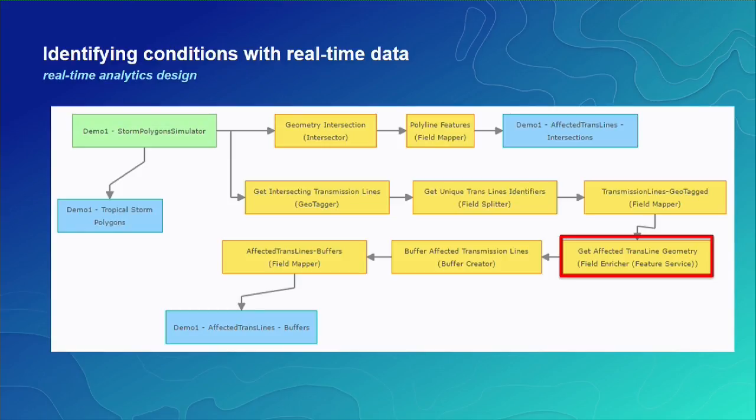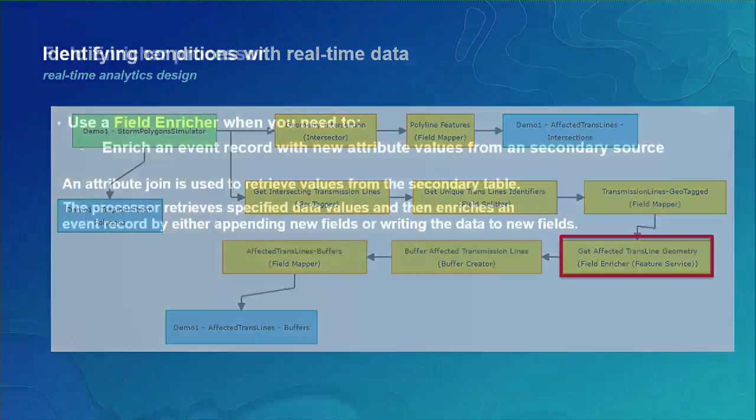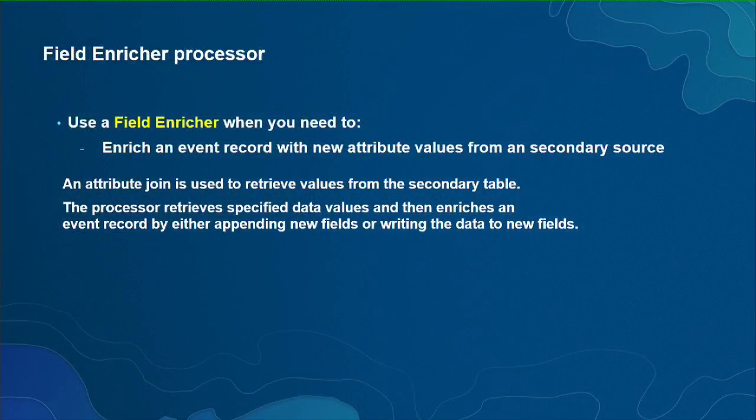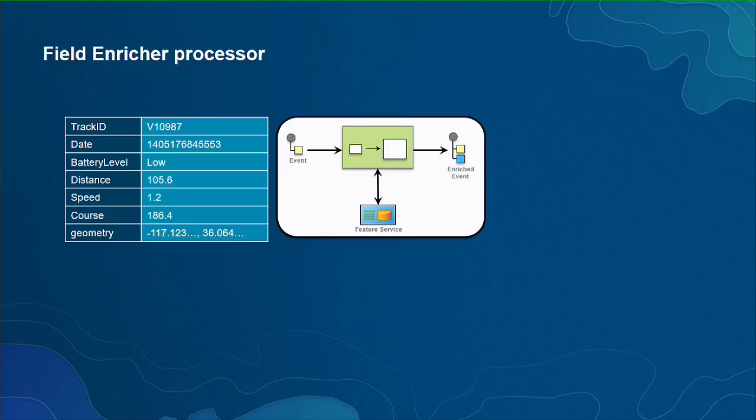Another processor is the field enricher, and I chose to use a field enricher from a feature service, though you can also do a field enrichment from a text file. The field enricher is what you use when you want to pull information from a secondary source and add to the data that you're receiving. An attribute join is how you conduct this field enrichment. It is not a spatial join. It has to have a primary key that is an attribute field such as a string or an integer. And then, as I said, it retrieves data from that secondary source to bring it into the event record.